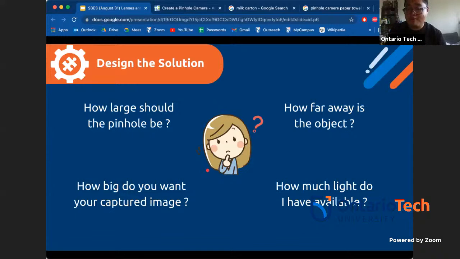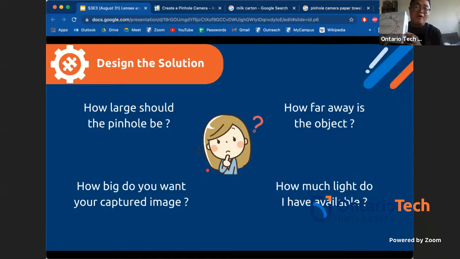How big do you want your captured image to be? So thinking about your wax paper and how big you want that lens to be, how big do you want that image to be formed? And this may depend on the box that you have over here.